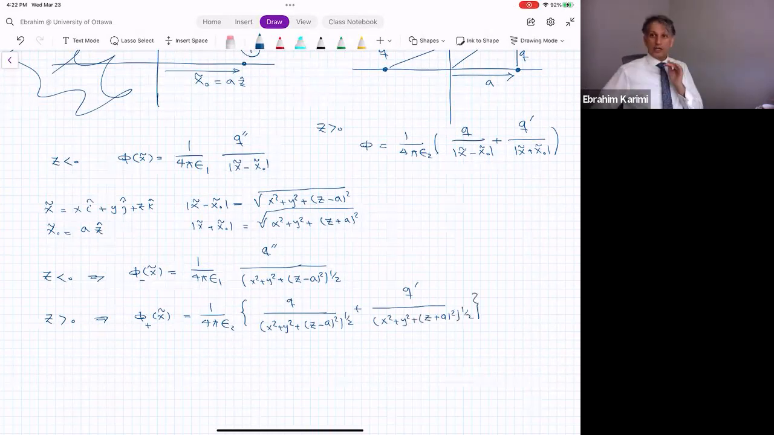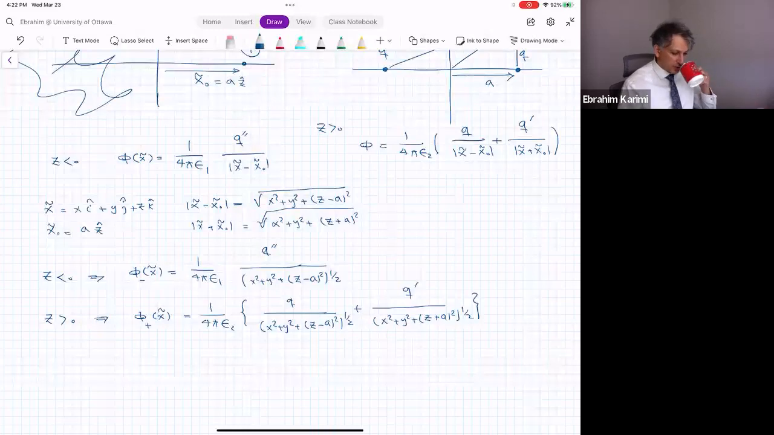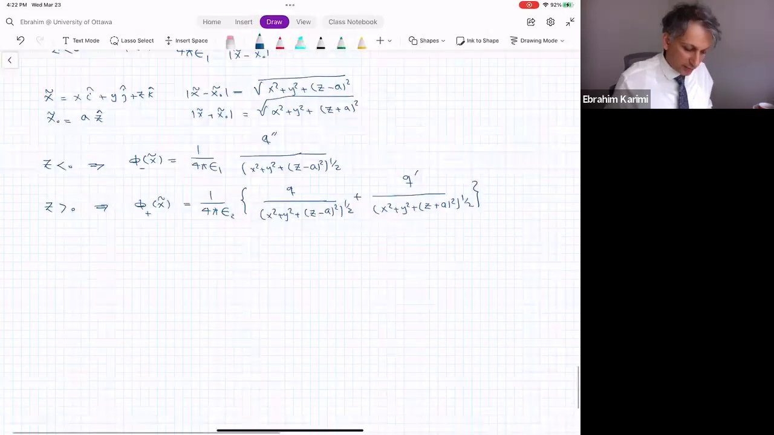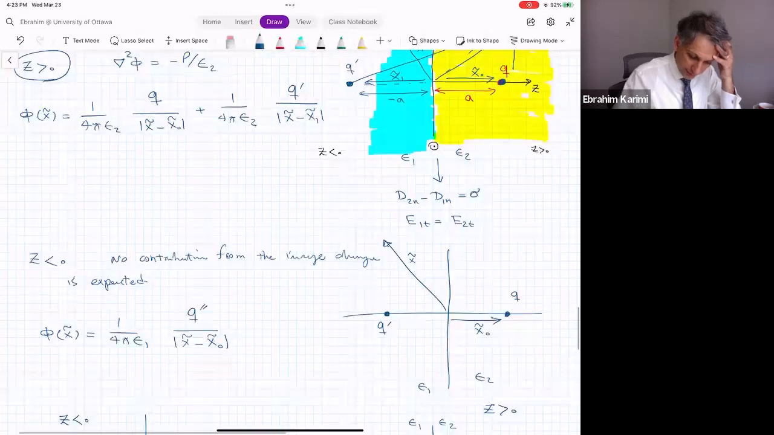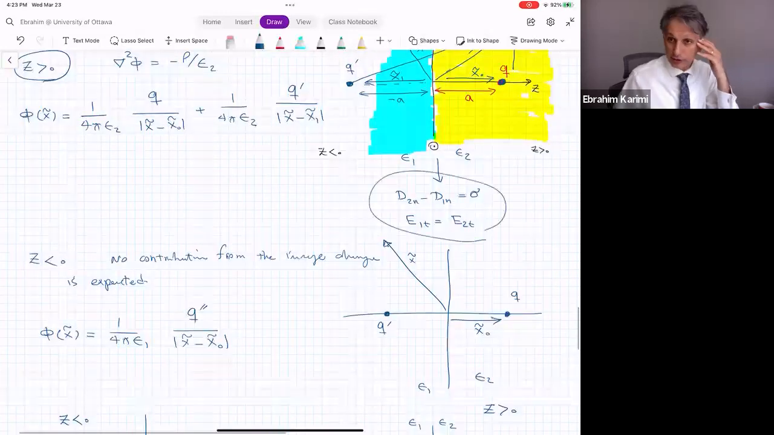Okay. Now we have to apply the boundary conditions. Do you have questions, guys? What are the boundary conditions? Let's go here. We already wrote those. Those are the two boundary conditions that we have. Good.